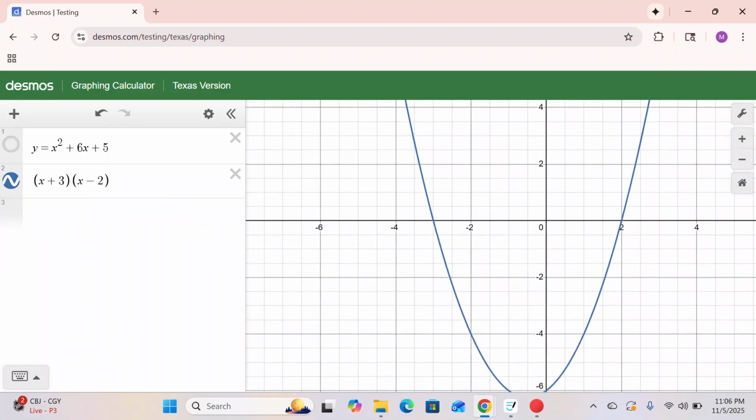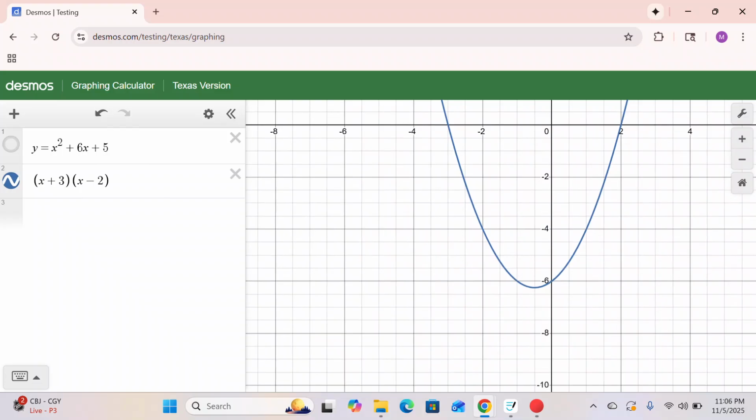If I want to find anything else, I want to find my axis of symmetry. All I do is go down to the vertex, and it is -0.5. So that will give me my x value. Let's say I want to compare this graph.